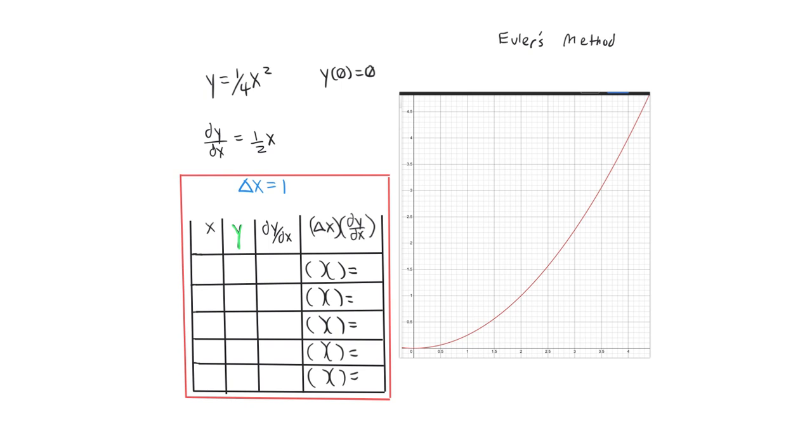Now, Euler's method is a numerical method for approximating the solutions to ordinary differential equations, and it's named after Leonhard Euler, a Swiss mathematician who made important contributions to the field of mathematics in the 18th century. So let's get right to it. Basically, it's a way of, again, approximating the solutions to differential equations.